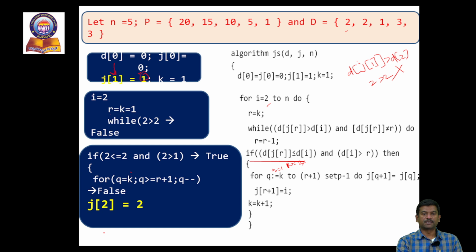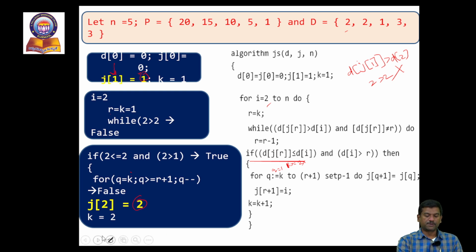That is, i is assigned to j of r plus 1. What is the value of i? That is 2. So 2 is assigned to j of 2. What can you understand about j of 2 equal to 2? This is your second job being placed, and the processing sequence is equal to 2. And then after executing this, the next statement that will be executed is k equal to k plus 1, because at the end you can observe k equal to k plus 1. So the k value is equal to 2.